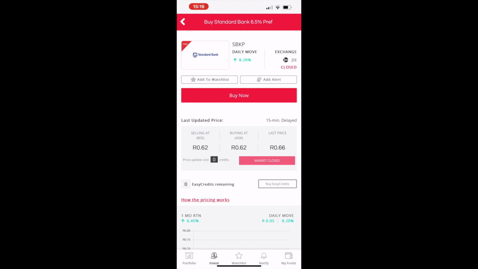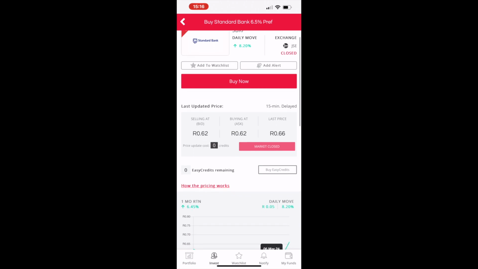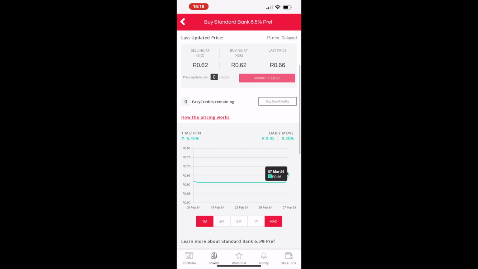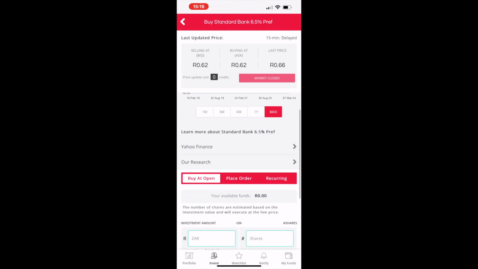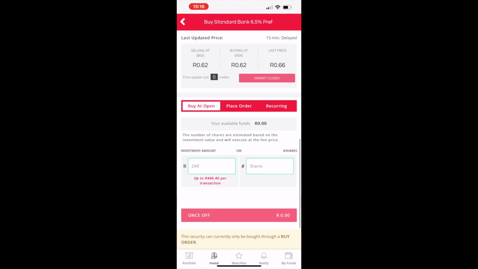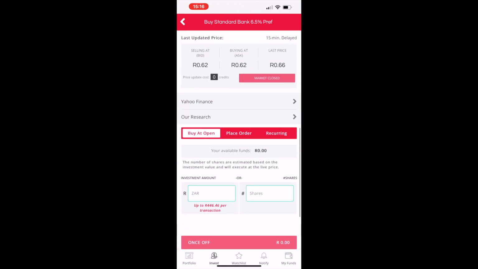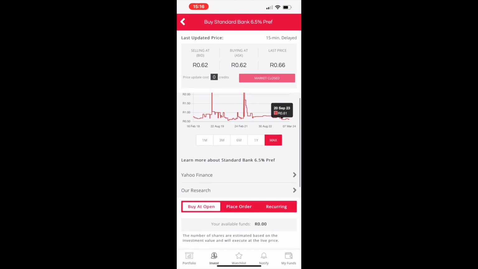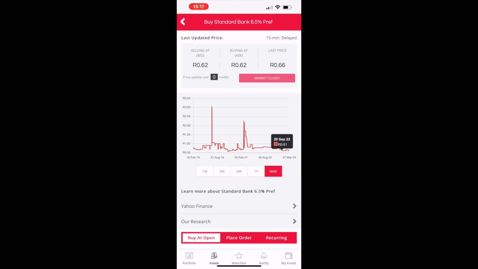So we can see buying at 0.62 and selling at 0.62, and you would see that the maximum performance of Standard Bank has not really fluctuated much. A few peaks there, but nothing to really be concerned about. That's the stock market, it always fluctuates. So we're just going to see how much we can invest into Standard Bank and then see how many shares you can get from that.